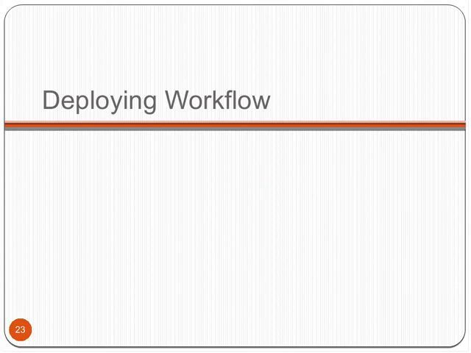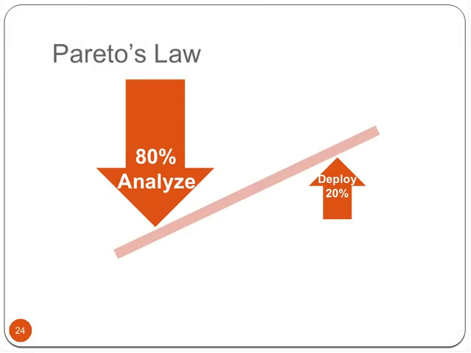Okay, so let's talk a little bit about best practices in deploying workflow. The first thing that you have to understand is that Pareto's law comes into play here. 80% of the work goes into the analysis, and 20% goes into deployment. A lot of work goes into making sure that you understand how your process works today and what you want out of automation for the future. And we'll touch on that a little bit in a second as well.